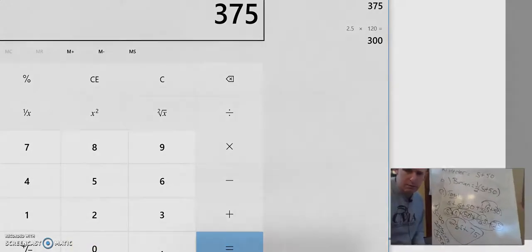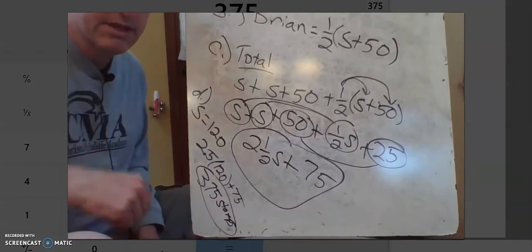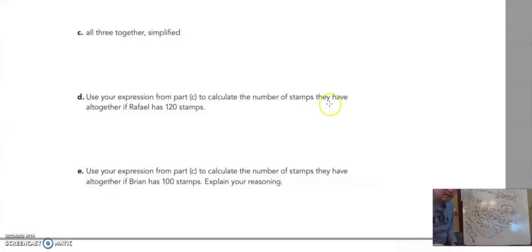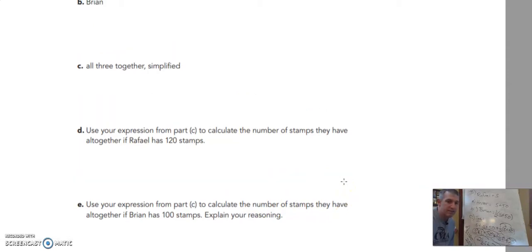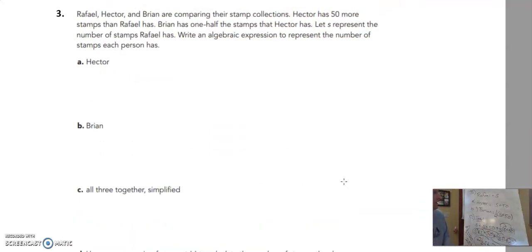I know it's kind of running out of room over here. So 375 stamps. Now, what's that last question asking? Use your expression from part C to calculate the number of stamps they have together. Brian has 100 stamps. Whoa. Explain the reasoning. Oh boy. We're going to have to go back up in here. Do a little detective work. Because if Brian has 100, what's that going to mean?